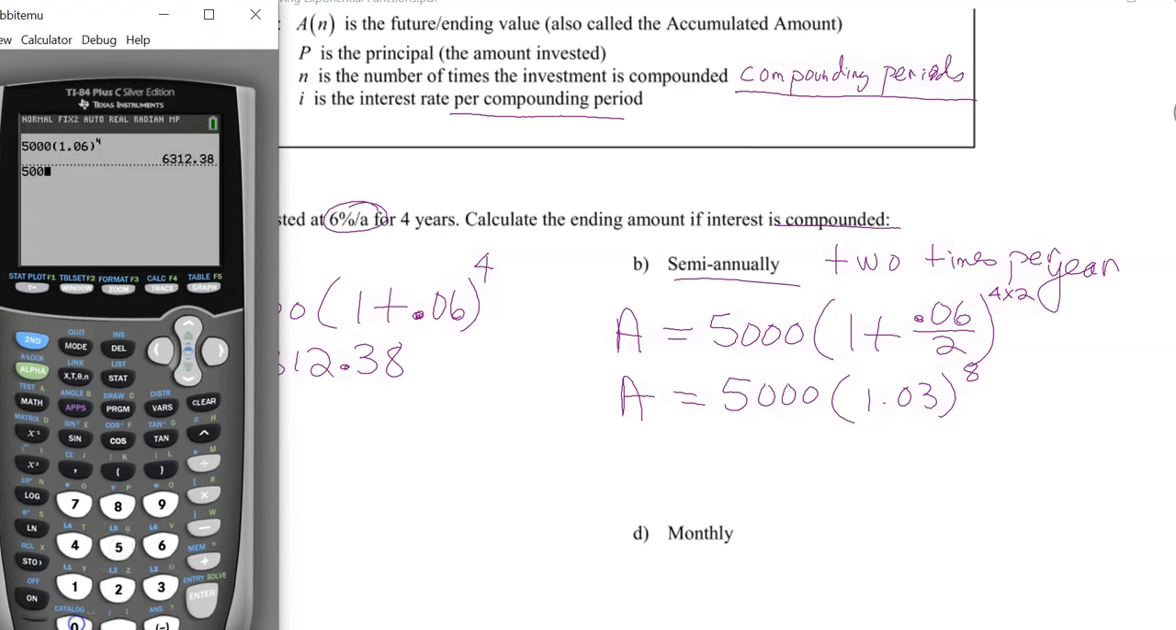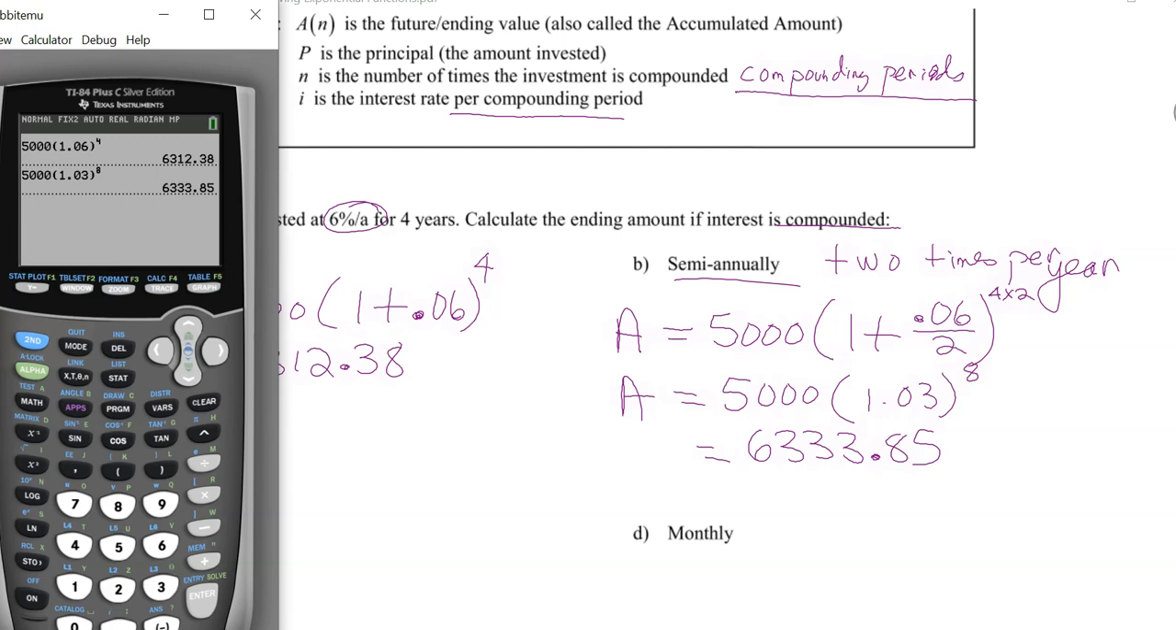So 5,000 times 1.03 to the power of 8. So now, instead of $6,312.38, if we get paid the interest twice a year, we end up with $6,333.85. So in essence, you're getting more than the 6% a year.